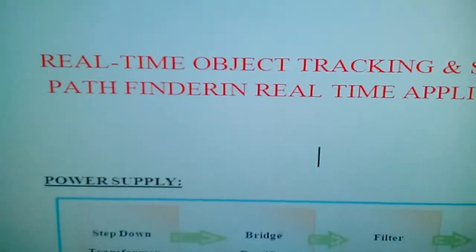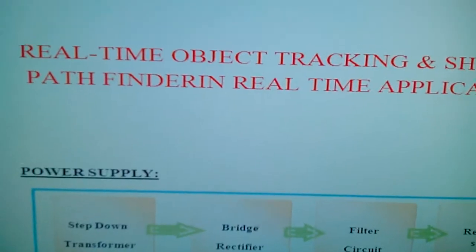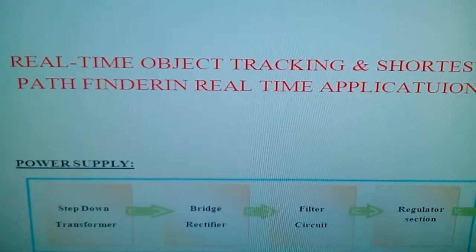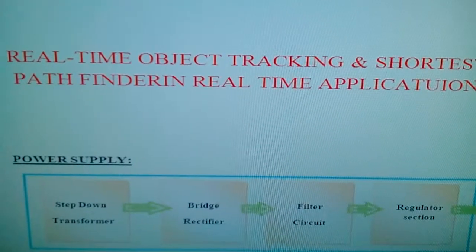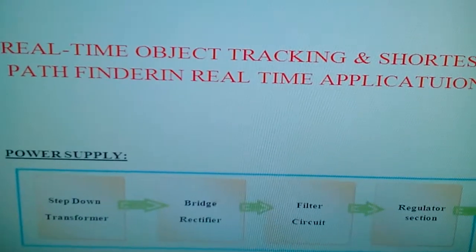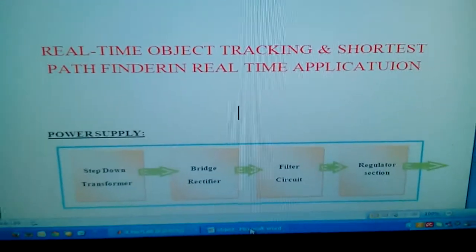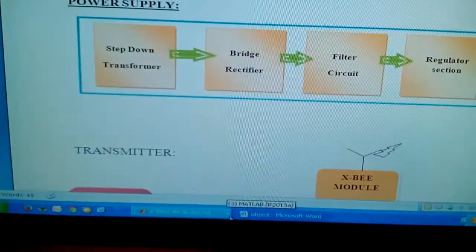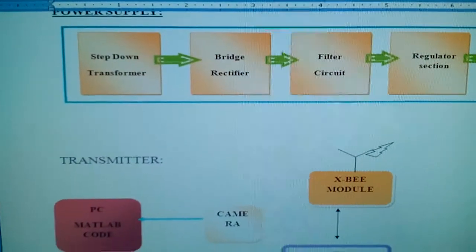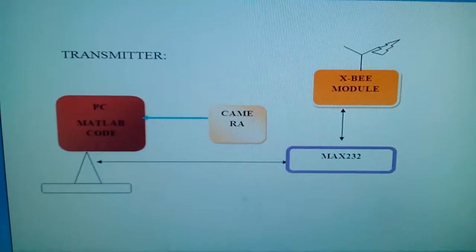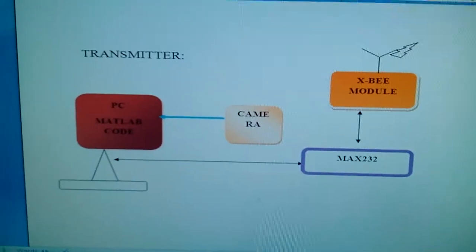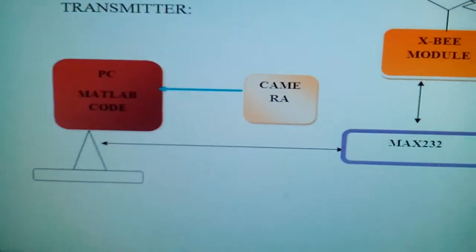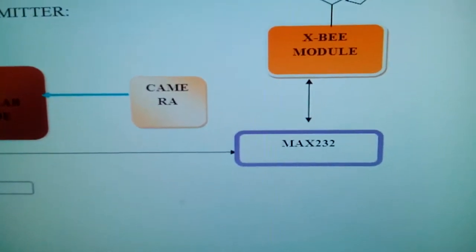Hi. Real-time object tracking and shortest path finder in a real-time application. In this project, we are using a transformer power supply or battery power source. In the transmitter unit, I'm using one camera. On the PC, I'm running the MATLAB code. Here I'm connected to the ZigBee module.